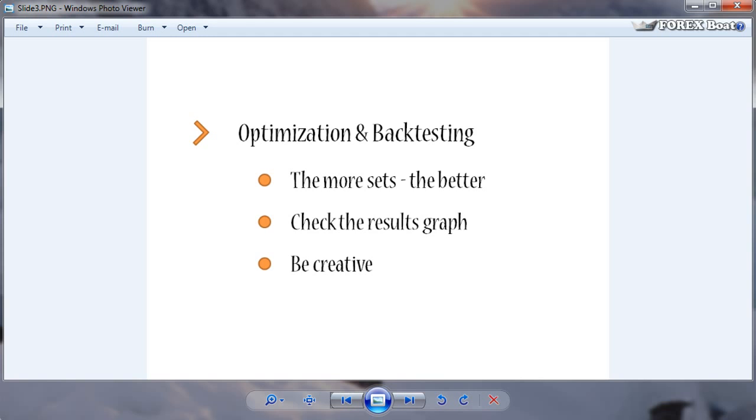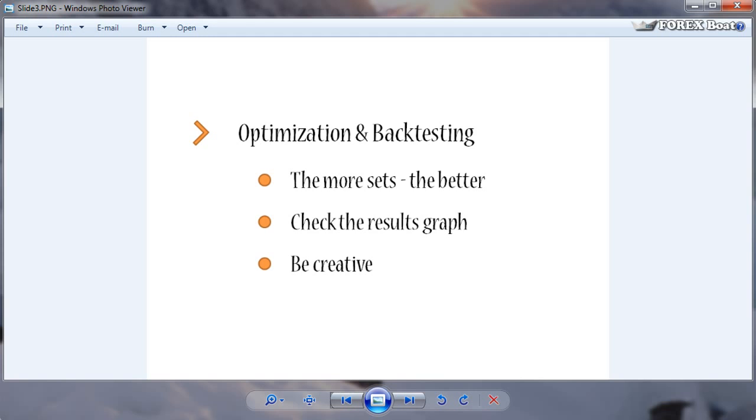Of course, the more sets you pick, the more work you'll have to do, but it also increases your choice and likelihood of picking out a really good set. Also, don't forget to check the results on the graph. Once you've got the optimization results, don't just look for the highest profit or the lowest drawdown. Also make sure that you always run the backtest for each one of the ones that you want to pick out and look at the graph, because the graph will tell you much more than the stats can, and will help you pick out the sets that you're actually comfortable with.